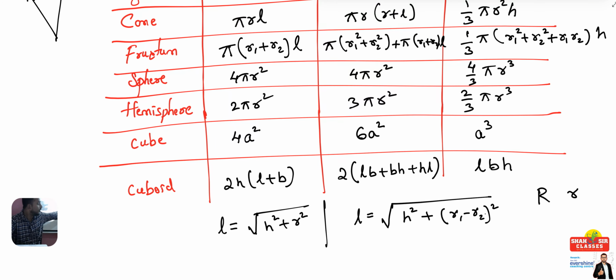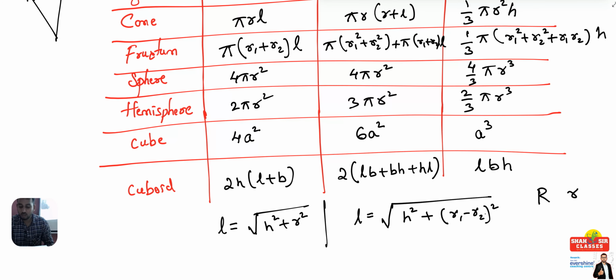Formula is in front of you. What is the relation between L, R and H? L equals root of h square plus r square. That is the relation. Did you understand? What is the relation between L, R and H? L is equal to root of h square plus r square. That is the relation between L, R and H.